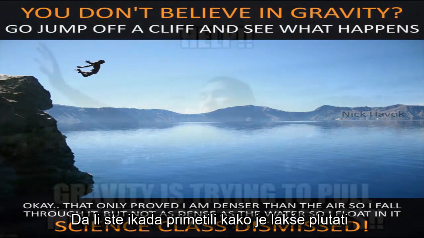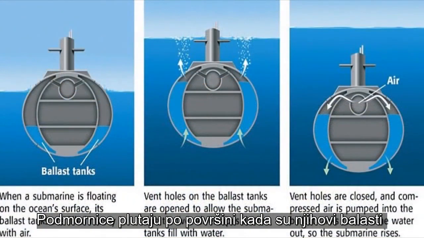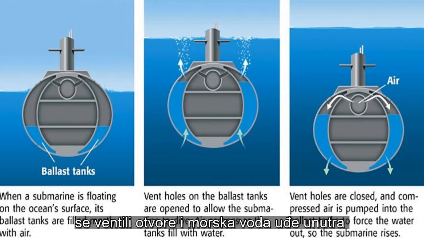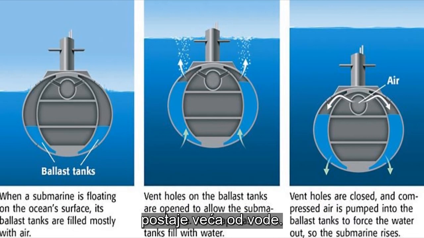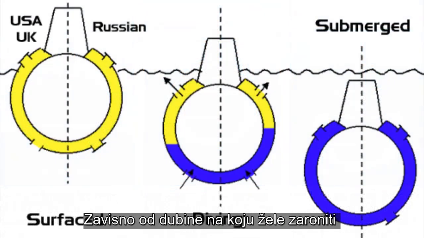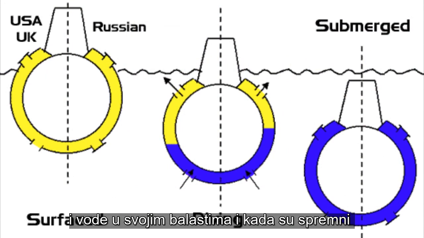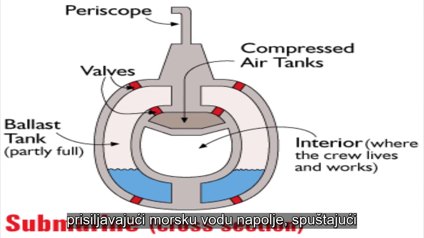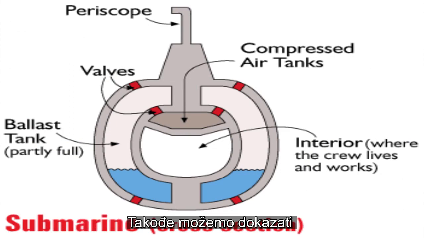Have you ever noticed how it's easier to stay afloat with your lungs full of air than it is when they're empty? Submarines float on the surface when their ballast tanks are filled with air, but when the vents are opened and seawater floods in, they begin to sink as the submarine's density becomes greater than water. Depending what depth they wish to dive, sailors simply adjust the ratio of air and water in their tanks, and when ready to resurface, they blow compressed air into the tanks, forcing the seawater out, lowering the density, and thus causing them to rise back to the surface.